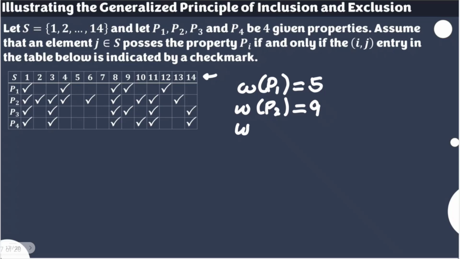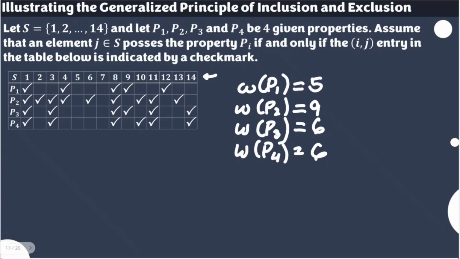For omega P sub 3 and omega P sub 4, again that's omega, not W. Similar thing, we count for P sub 3: 1, 2, 3, 4, 5, and then 6. For P sub 4: 1, 2, 3, 4, 5, and then 6 as well. Both P sub 3 and P sub 4 characteristics have 6 elements possessing them.